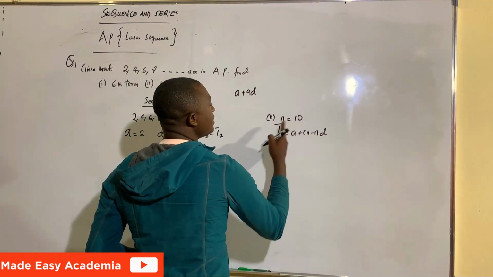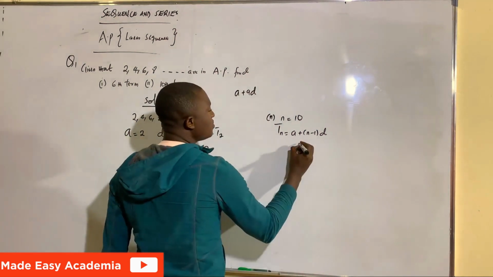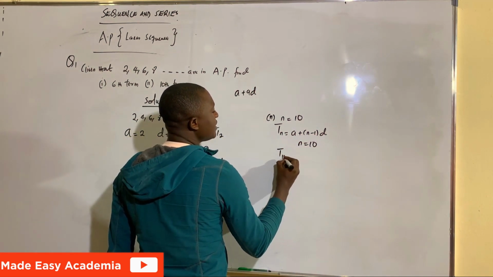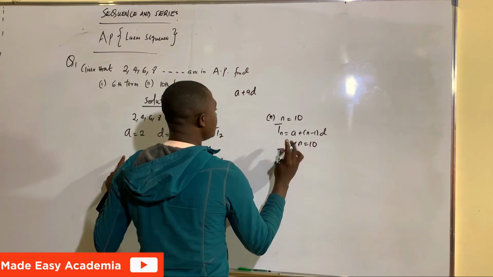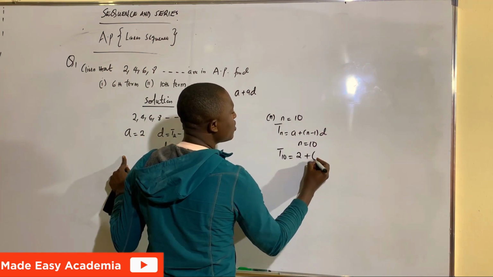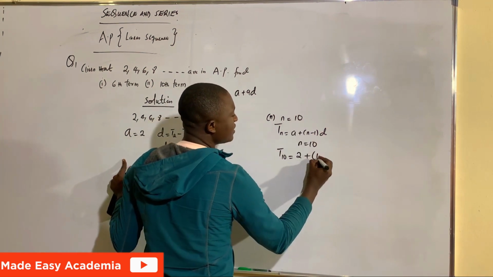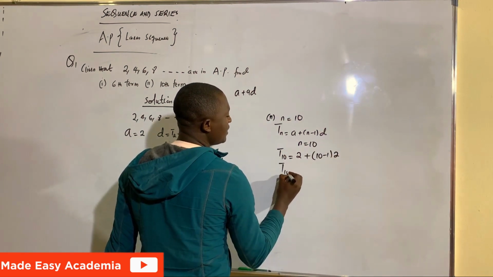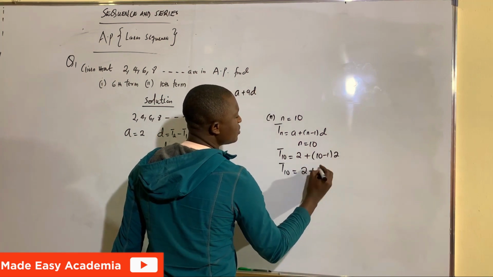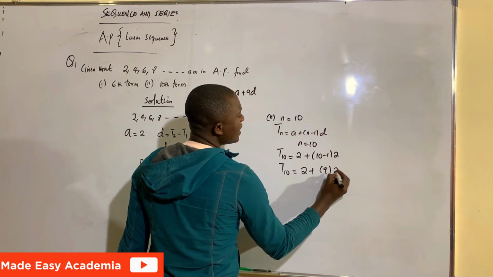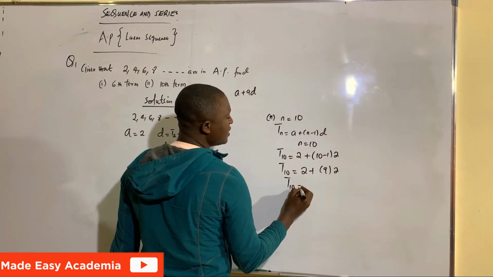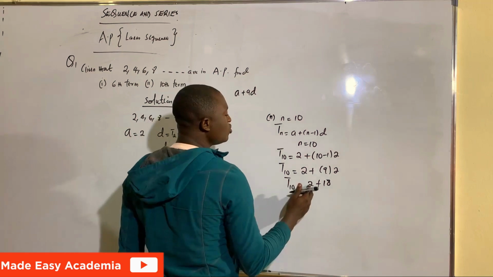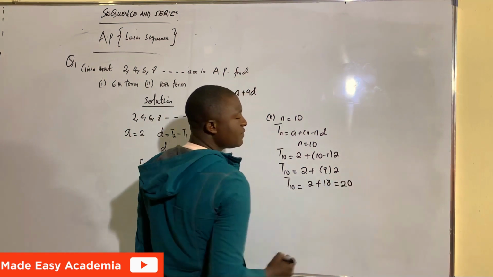If I put the value here, the number of terms is 10, right? So meaning when the number of terms is 10, if I use the formula, that means we have T10 equal to, my first term is 2, and we have 2 plus the number of terms we have is 10, that is 10 minus 1. Common difference remains as 2. So T10 equals 2 plus (10 minus 1) of 2. Of course, we are going to have 9 of 2. So T10 is equal to 2 plus 9 times 2, and we have 18. So 2 plus 18, then we are going to have 20.